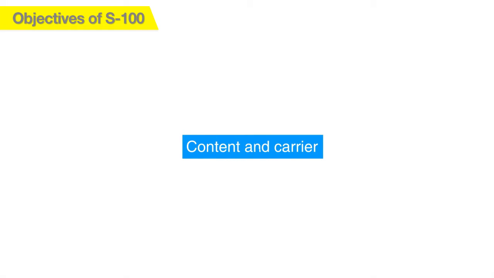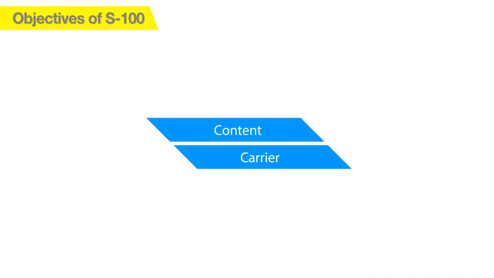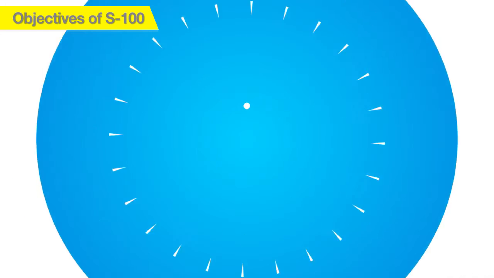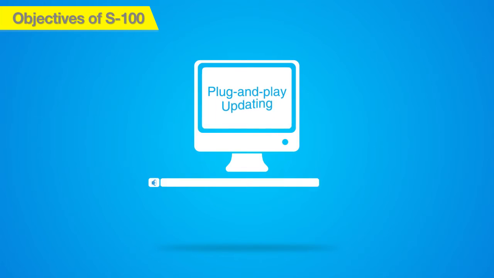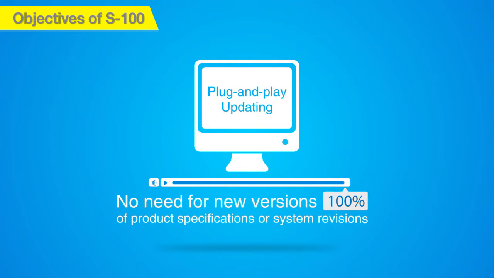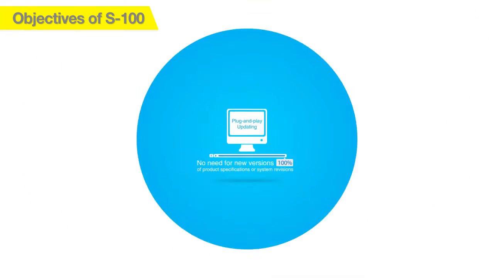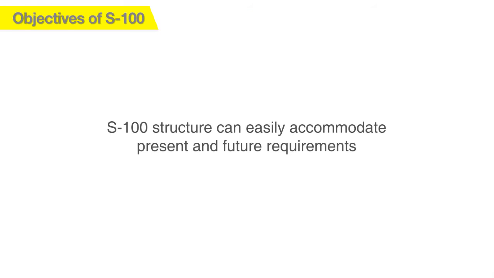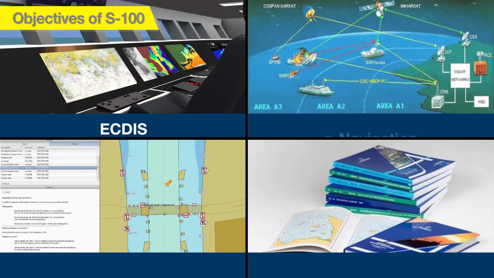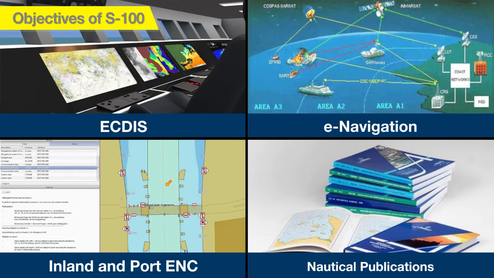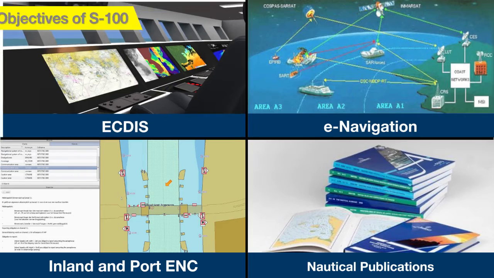Here are the key features of S100. The content of a dataset and carrier are independent. And when users update the version of the standard, updating is simple with plug and play. In addition, S100 can easily accommodate requirements of e-navigation, inland and port ENC, and nautical publications as well as ECDIS.